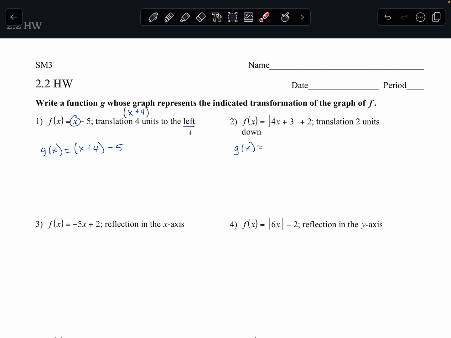Now, because nothing is being multiplied around this right here, this is not indicating multiplication. This is just indicating subtracting of 5. And so I don't need these parentheses. So imagine they aren't there. So I have x plus 4 minus 5. I can simplify that to be g of x is equal to x minus 1. And there we go. We have our function.